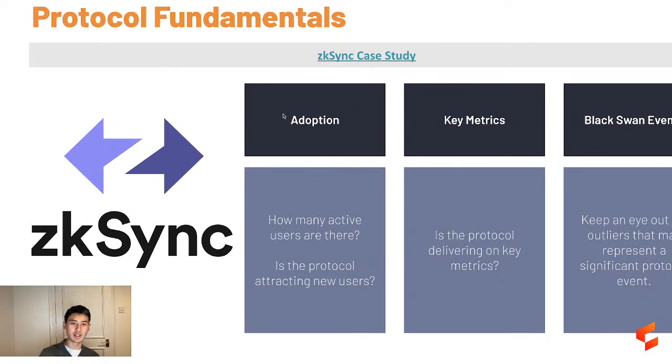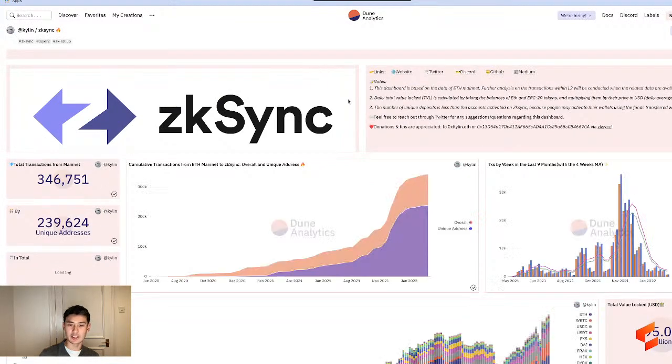So basically, we're looking at very, very similar things to an industry. When we're doing that industry fundamental analysis, these are essentially the same things that we're going to look for on a protocol fundamental level. But instead of zooming out and looking at the entire industry, we're now going to zoom in and look solely at the protocol. And so we're looking for the same things: adoption, key metrics, and black swan events. I'll just show this as another example of what Dune can look like, is zkSync. And so here we have a nice zkSync dashboard.